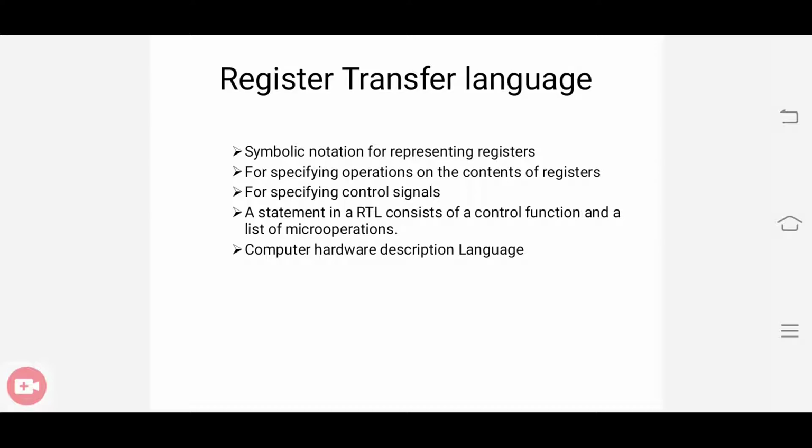So, RTL is a language which is used to specify the registers or to specify the micro operations or to specify the control signals, etc. So, it's actually a computer hardware description language. So, a statement in an RTL consists of a control function and a list of micro operations. Clear?